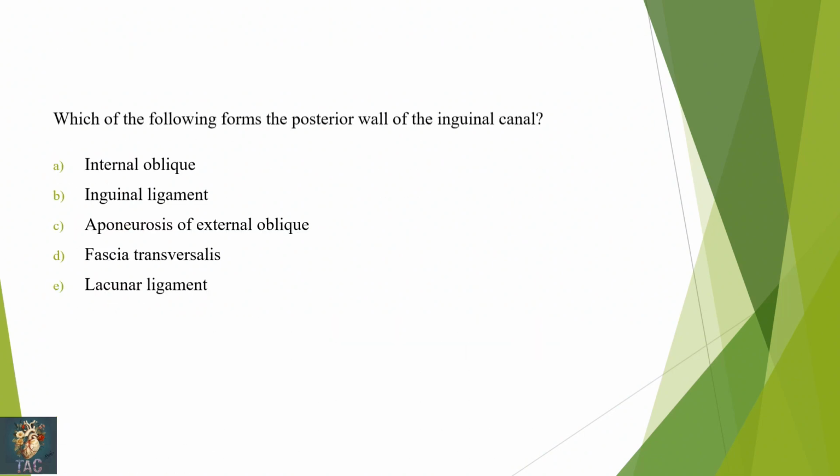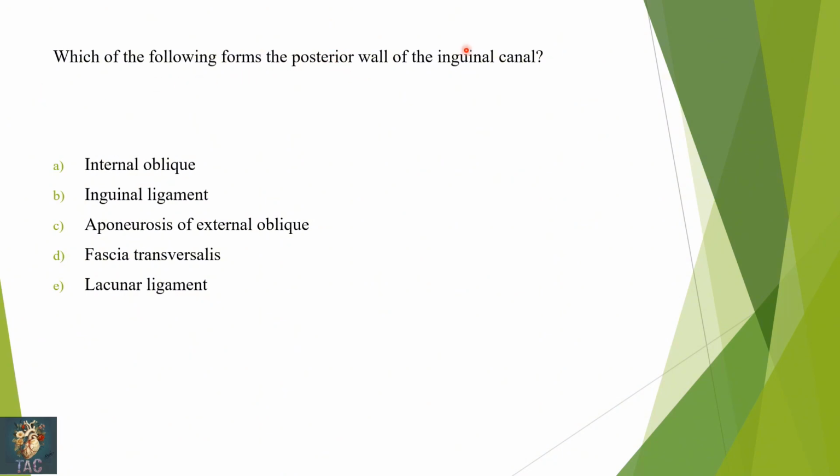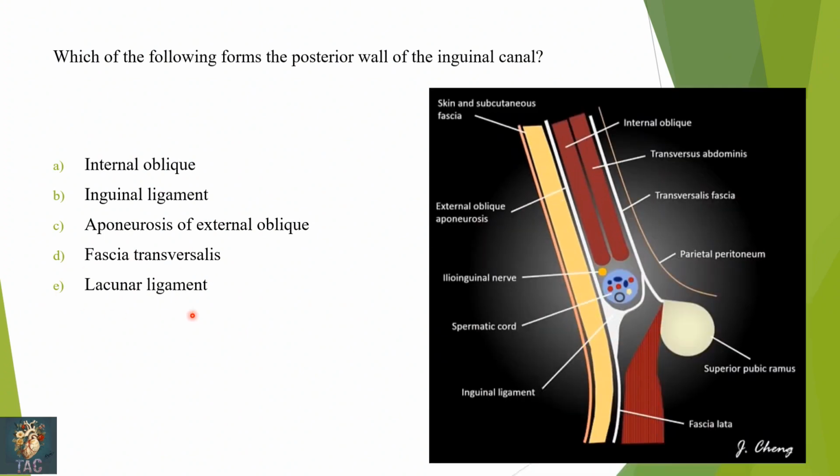Next, which of the following forms the posterior wall of the inguinal canal? That may be internal oblique, inguinal ligament, aponeurosis of the external oblique, fascia transversalis, or the lacunar ligament. So look at this diagram. You can see this is the inguinal canal which contains the spermatic cord, and in addition the ilioinguinal nerve is present, and this is the fascia transversalis which is forming the posterior wall, while the external oblique aponeurosis is forming the anterior or cutaneous wall. So here the correct answer is the fascia transversalis, that is D.